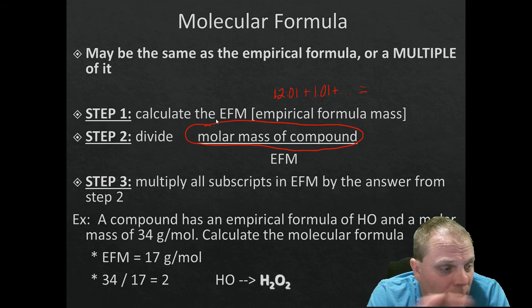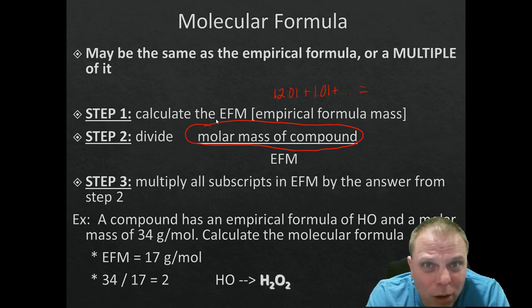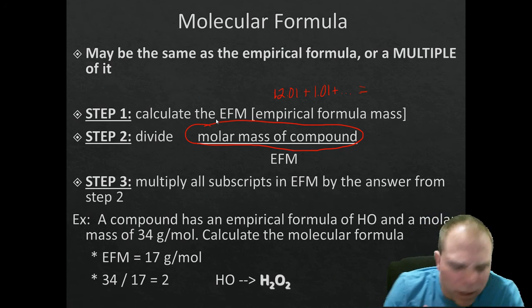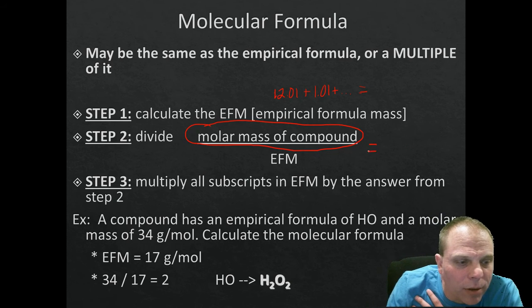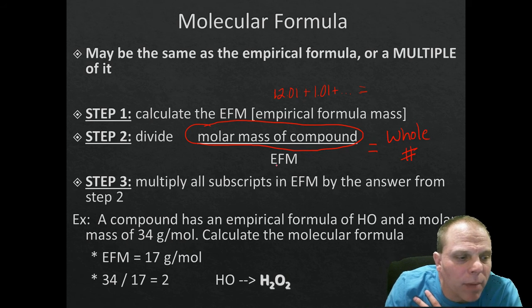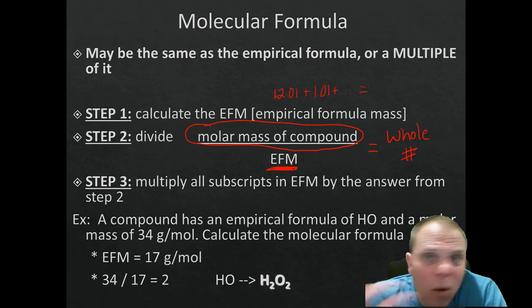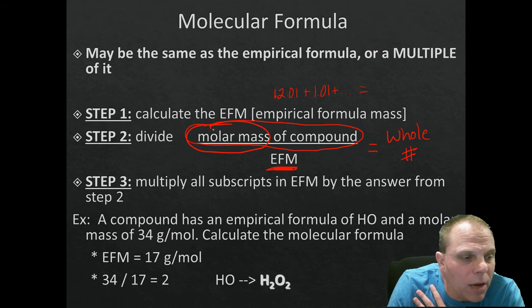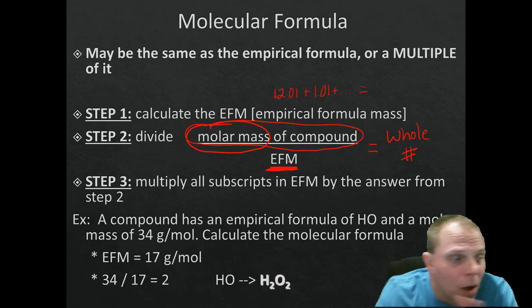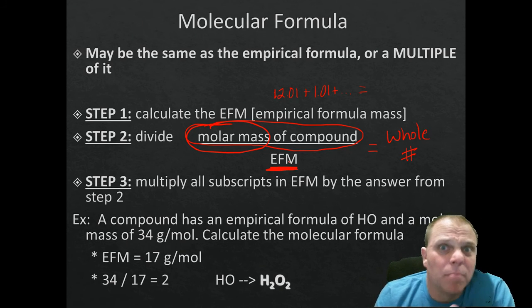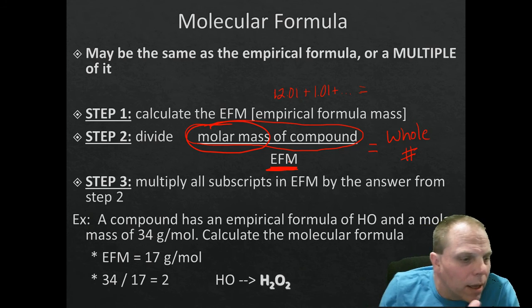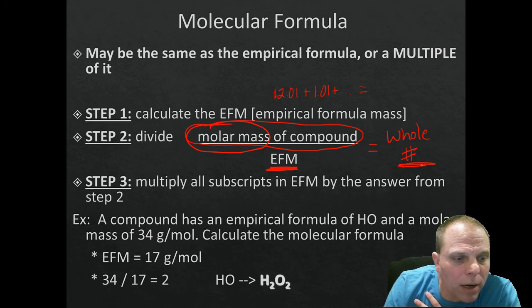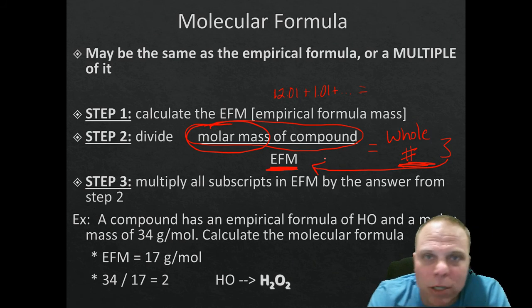Then, this is step 3, you multiply all the subscripts in your empirical formula by the answer from step 2. What do you mean? Well, what I mean is that this value that I come up with is going to be a whole number, okay? Why is that? Because remember that the empirical formula mass is going to be the lowest whole number ratio of something. And what we give you as the molar mass is either going to be equal to the empirical formula mass, meaning that they're the same, or it's going to be some whole number multiplier of that. Once I have this whole number, let's say it's a 3, I have to multiply that by my actual empirical formula.